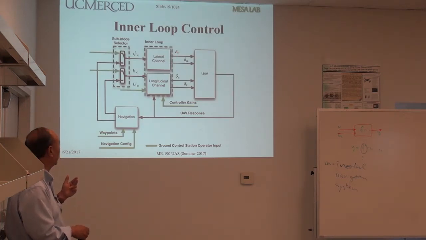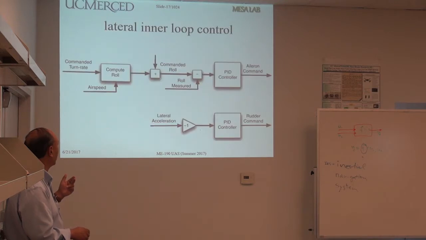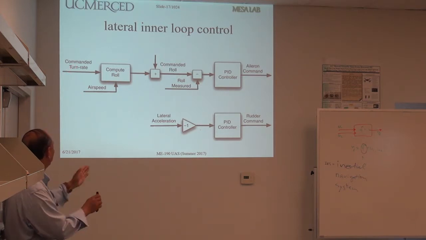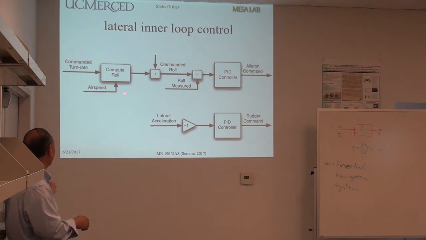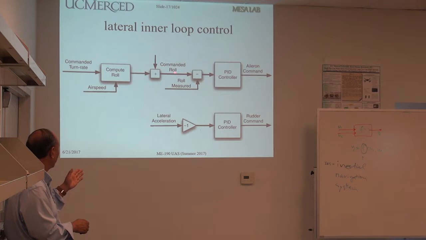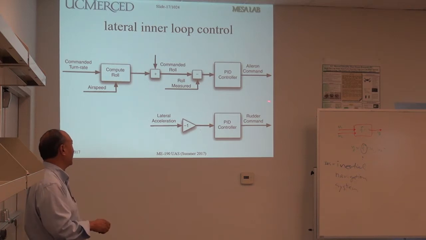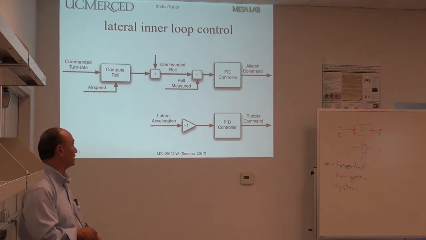Delta R, rudder. So then you have the aileron command. This is the lateral inner loop. You have a turning rate, then you compute the roll that should generate the commanded roll. Then from the roll measured, you have a difference, then you do PID control, then you generate the aileron command. So that's the inner loop.